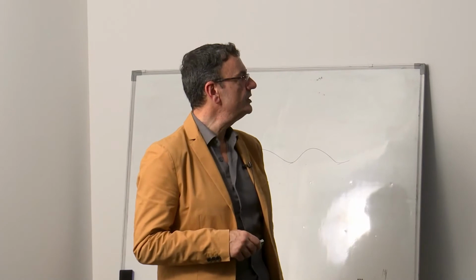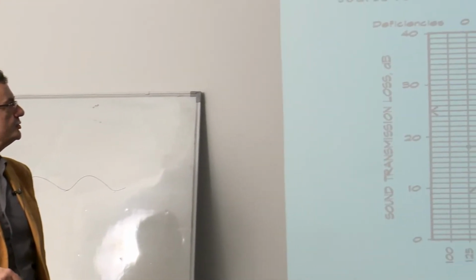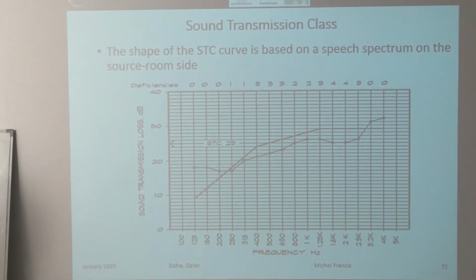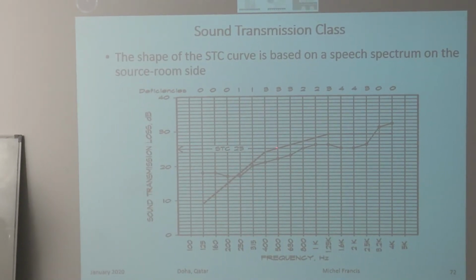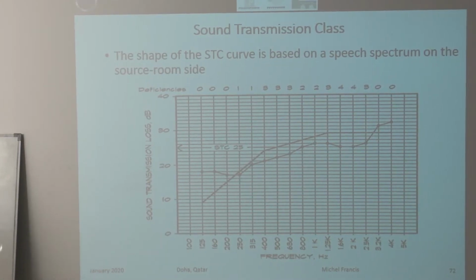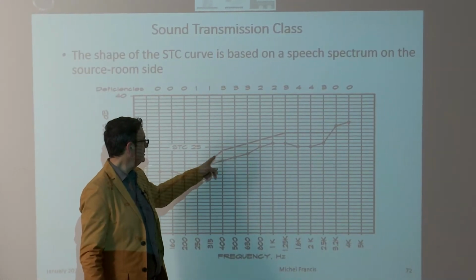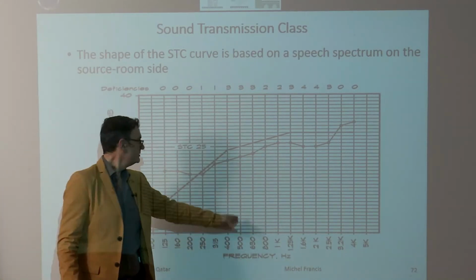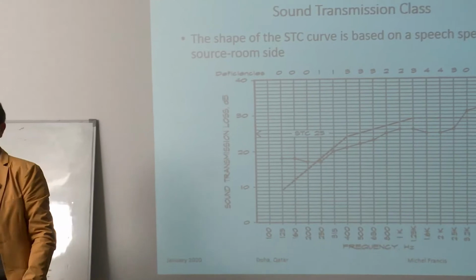So this is an example of how a curve is plotted, and it shows you, you take the reading at 500, so you go from 500, you take the reading from the STC curve, and that's going to be STC 25. You don't take the reading from the test curve, not from here, it's from here, okay, at 500 hertz, but from the STC curve, and that's going to give you the STC rating.